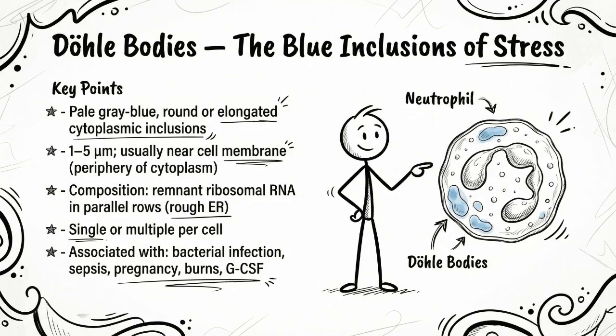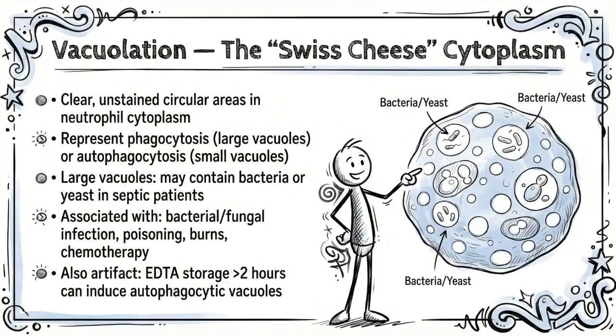Now, let's look at the third piece of the toxic triad. Our third toxic change is cytoplasmic vacuolation. When it's really prominent, the cytoplasm can look like Swiss cheese. Vacuoles are clear, unstained circular areas in the cytoplasm. They come in two types: large phagocytic vacuoles, where the cell is actively engulfing something like bacteria or fungi, and smaller autophagocytic vacuoles, where the cell is digesting its own components.